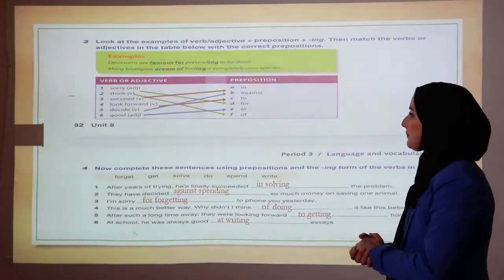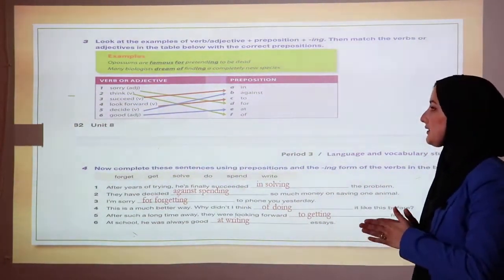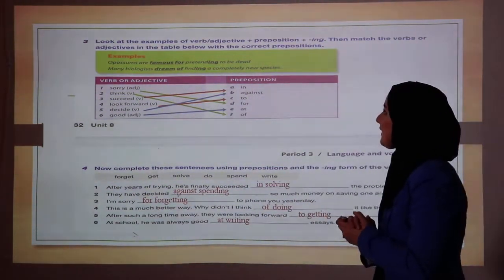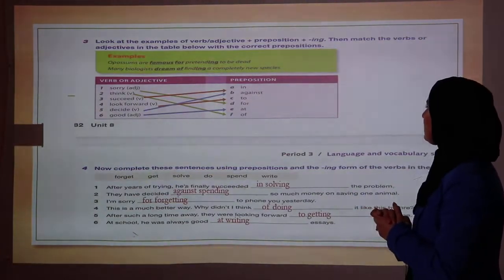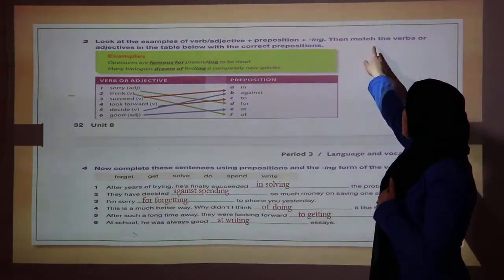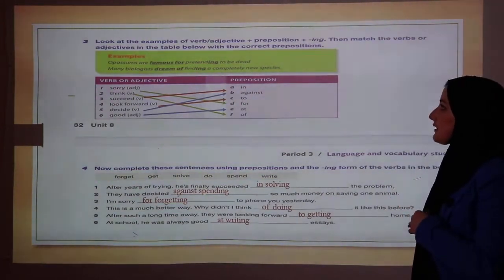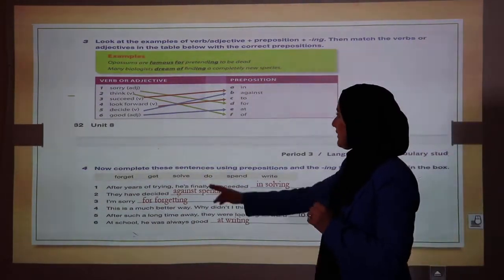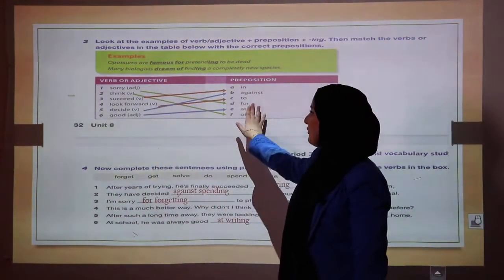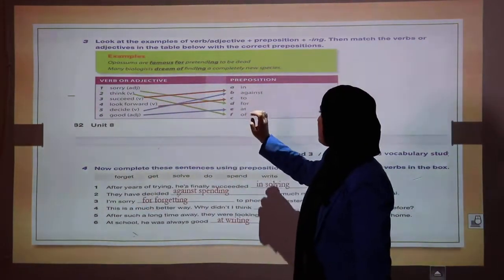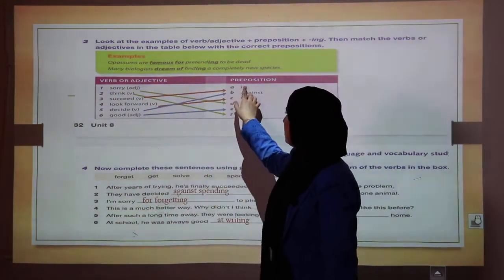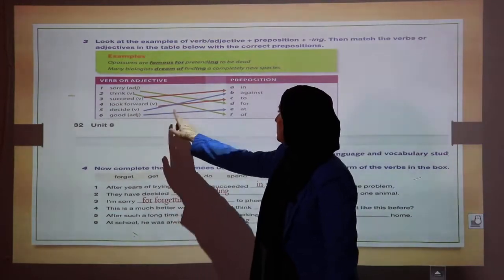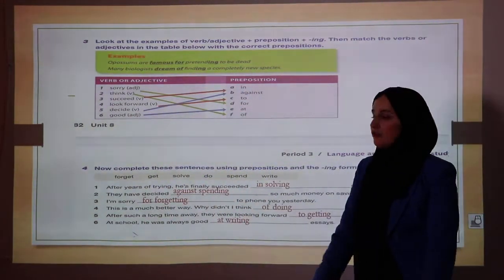Move to your book on page 82 and 83 and let's see the activities. Activity number 3. Look at the examples. We've just read them, of verbs and adjectives plus preposition plus ing. Then match the verbs and adjectives in the table below with the correct prepositions. Let's start. Famous with for, yes. Think with of. Succeed in. Look forward to. Decide against. And good at.